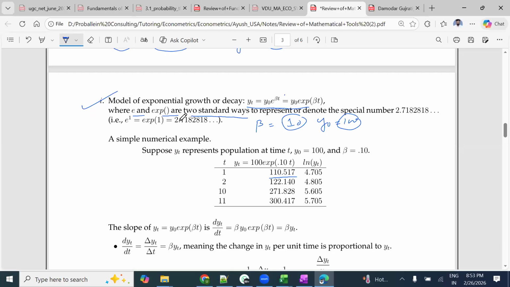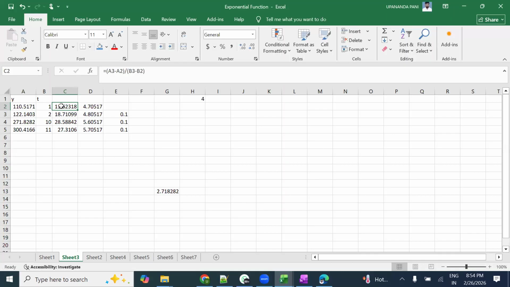You can see this one is not calculated here, but I was trying to calculate delta, because the slope is what? Slope is delta yt upon delta xt, isn't it? So I was trying to find A3 minus A2, that is delta y, upon delta x, that is 2 minus 1. So what did I get?